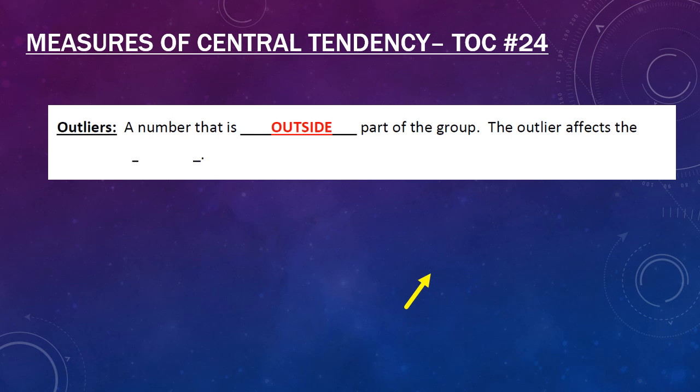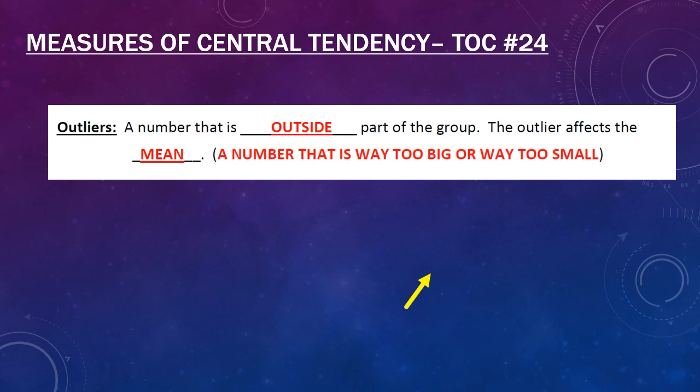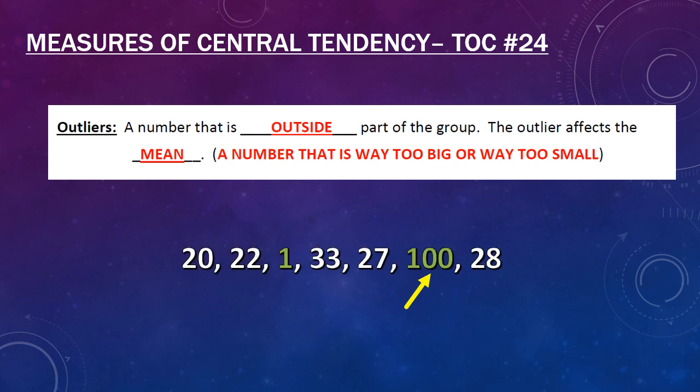And the outlier is going to affect the mean, because the outlier is a number that is way too big or way too small. And I'll show you an example. If you look at this set of data, 20, 22, 1, 33, 27, 100, 28. So 20, 22, 33, 27, and 28 are all in my 20s and 30s. They're all pretty similar.